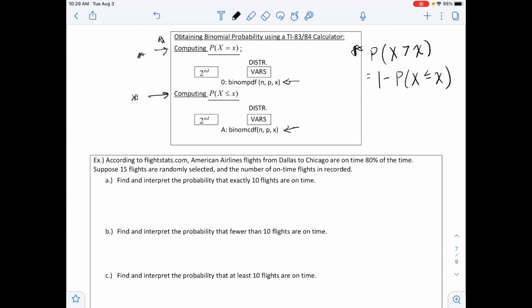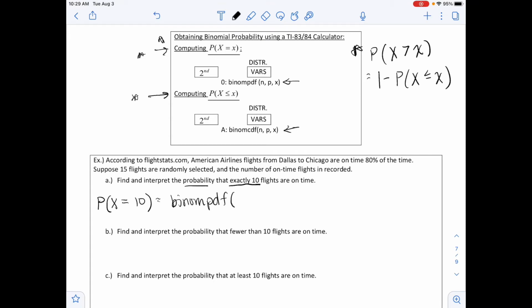So part A says, find and interpret the probability of exactly 10 flights being on time. So it does say probability that x is exactly, which means equal to 10. So from using our calculator, we can either do binom PDF or binom CDF, and I want you to note that because it says exactly 10, that is equals to, and so we're going to be using what's called binom PDF. And I'm going to go ahead and write down those steps, which I suggest doing because when you go back and you study, sometimes you don't remember what you did to get that result on the calculator.